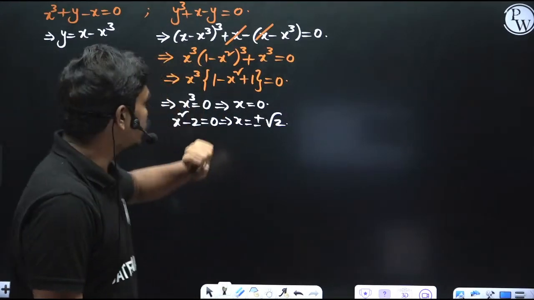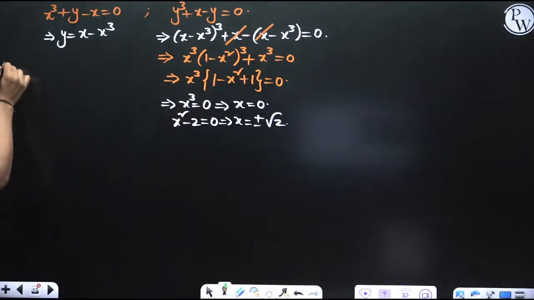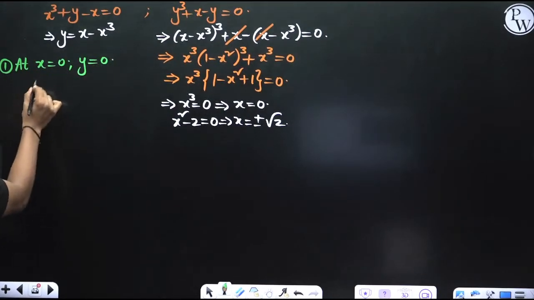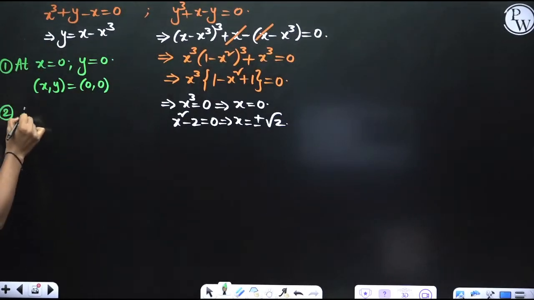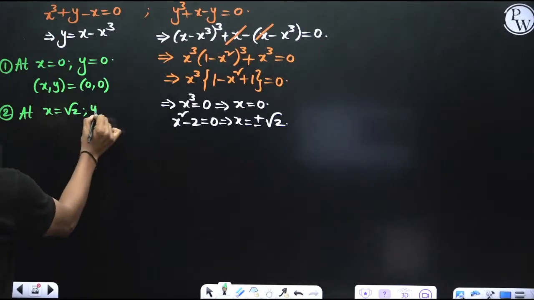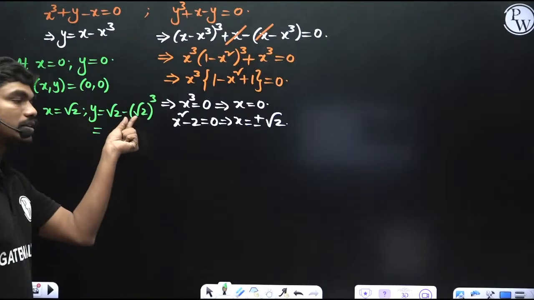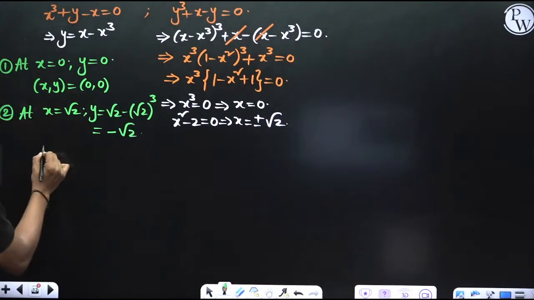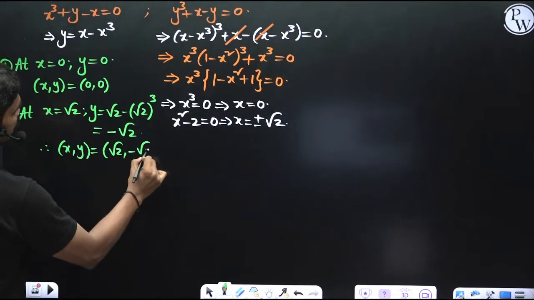That's the question now. So if x is equal to 0, therefore at x is equal to 0, y is also 0. So one stationary point is the origin, 0 comma 0. Second stationary point at x is equal to, let's say, plus root 2. What about y? y is equal to root 2 minus (root 2) whole cube. So this tells you square root of 2 minus, this is (root 2) whole cube, which is 2 root 2. So square root of 2 minus 2 root 2 gives you minus root 2. So therefore this point tells you x comma y is equal to root 2 comma minus root 2.